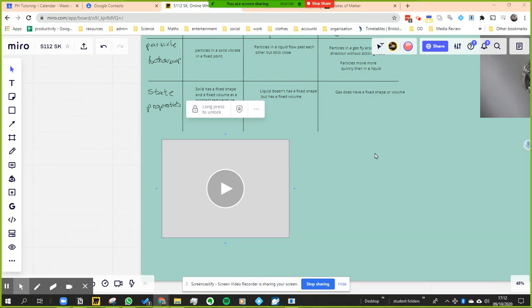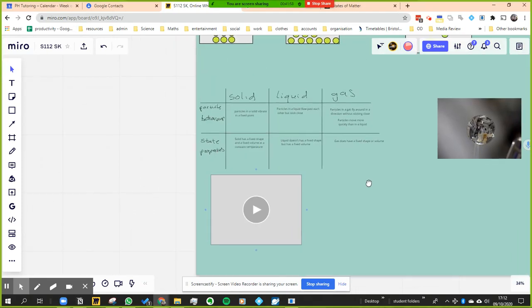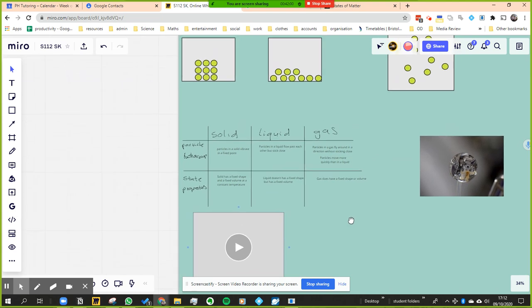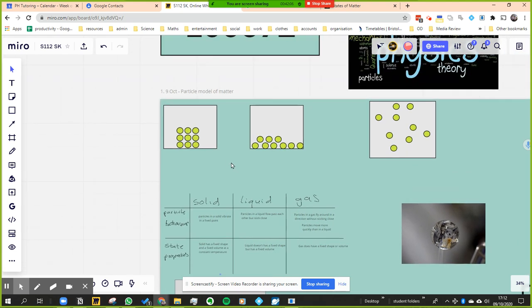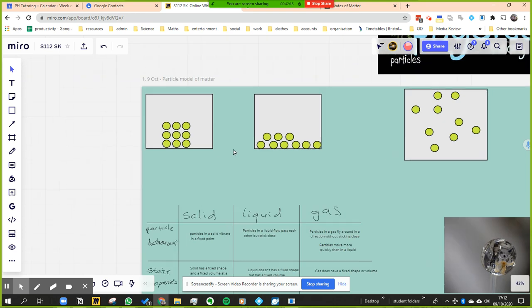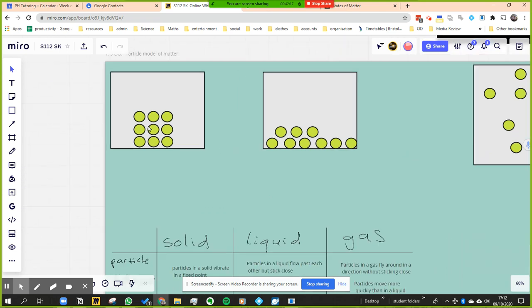Okay, so we've just looked at the particle model of matter, and we basically refreshed our key stage 3 knowledge. Imagine 9 particles arranged in different ways to demonstrate themselves as solids, liquids, or gases. So this is a solid, and we all know it's a solid.